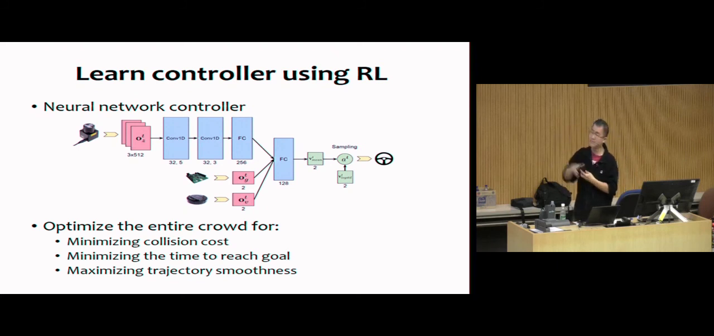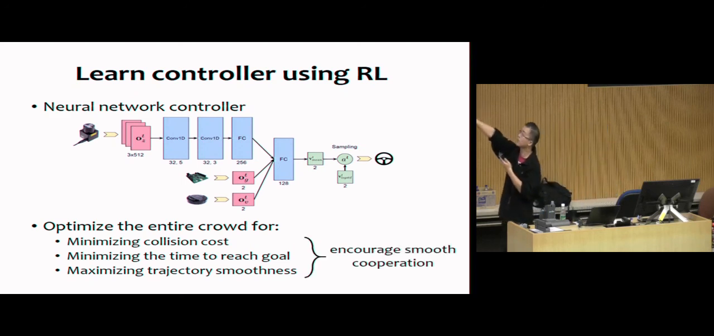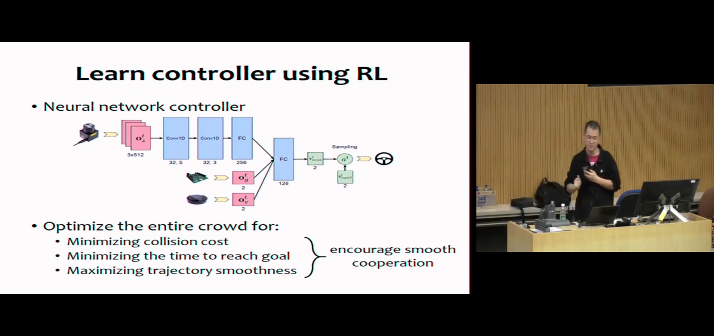And then you can use RL to optimize the entire crowd. Rather than only one agent, you optimize the behavior for the entire crowd to minimize the collision cost, to minimize the time to reach all the goals, and also to maximize the smoothness of the trajectory. If you optimize all of them, then eventually you will encourage smooth cooperation between different agents. You will see the examples in my later slides.